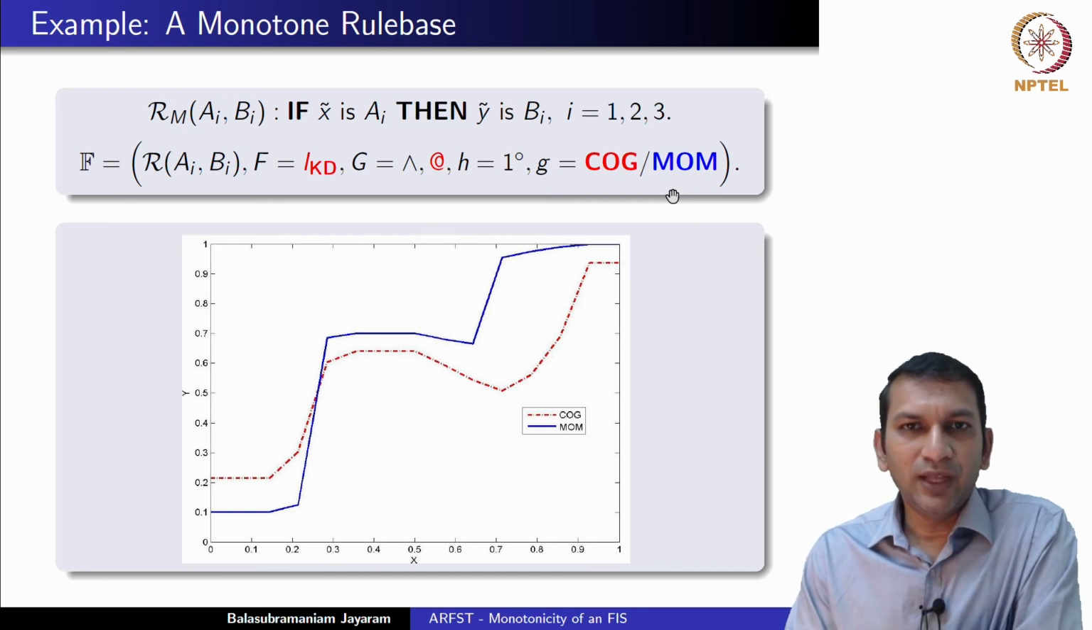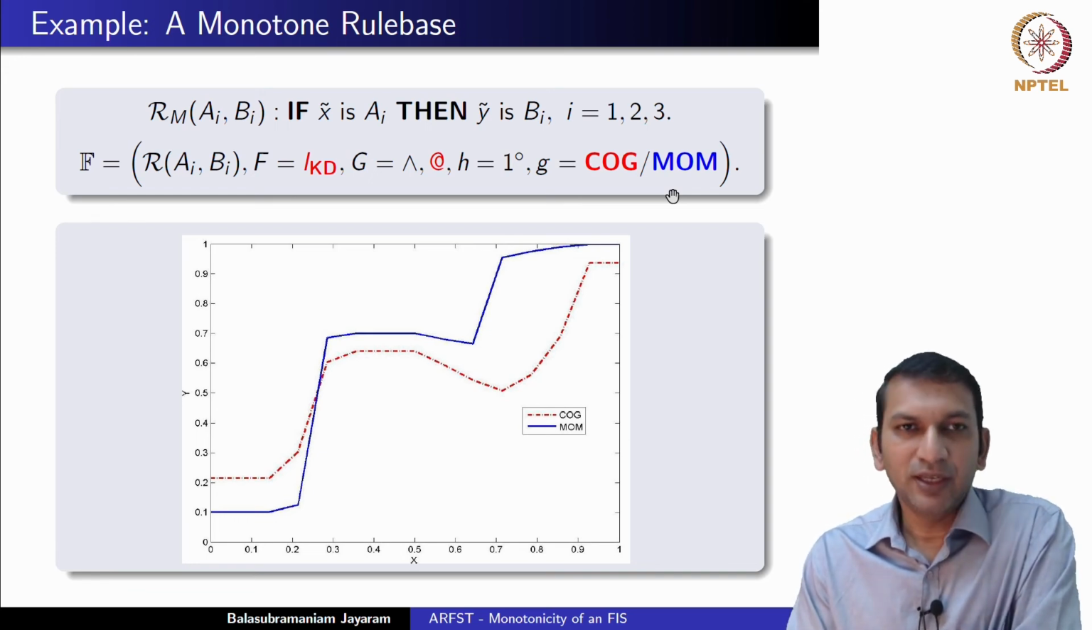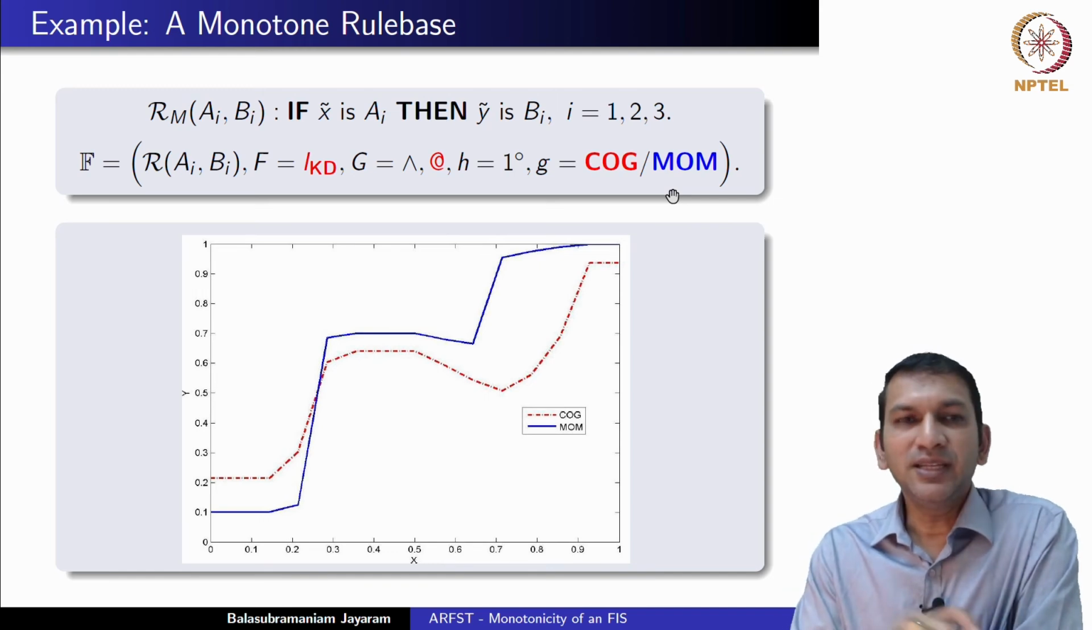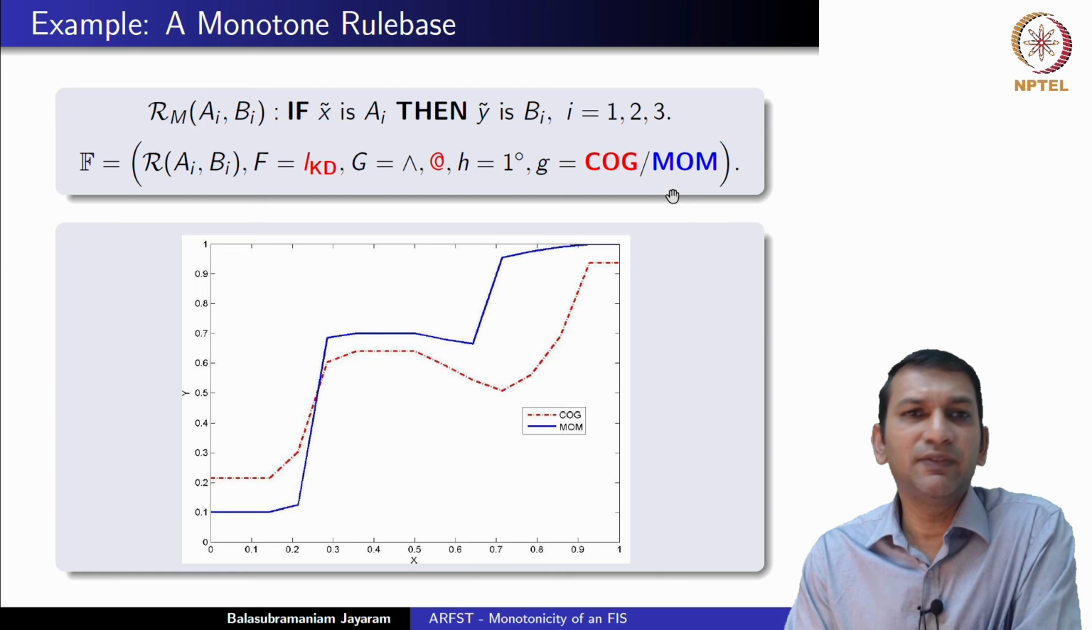So while we actually do not know what is the function that we may be approximating, we do know that whatever function that we approximate, the system function, the output function, should be monotone, because there is a monotone relationship between the antecedents and the consequence in the given rule base.